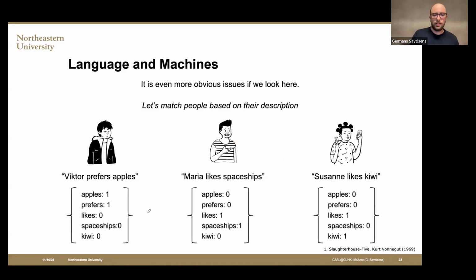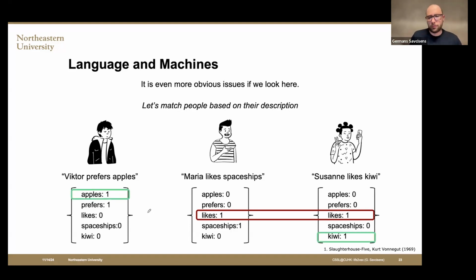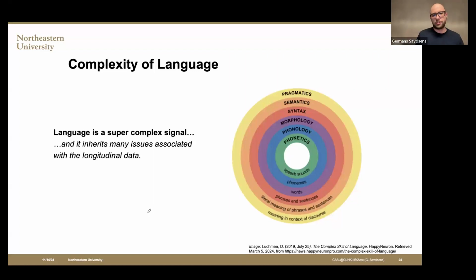On the same topic, if you use that representation to represent sentences, and for example you want to match people based on their interests, with this very simple counting we would see that Maria and Suzanne are matched together because they use the same word, like. But Victor, who prefers apples, and Suzanne, who likes kiwi, wouldn't be matched, even though they both like fruits, right? Because in this kind of representation, the words kiwi and apple are not really the same thing. What I'm trying to hint at here is that language is also a very complex phenomenon, and to convey the meaning of a sentence, you need to account for many, many things.